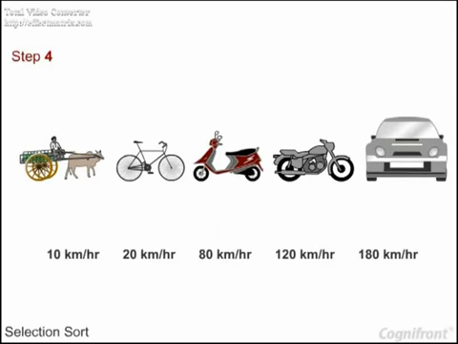Here also you can observe that we require n-1 iterations for n elements in selection sort. The time complexity of selection sort is O of n square.